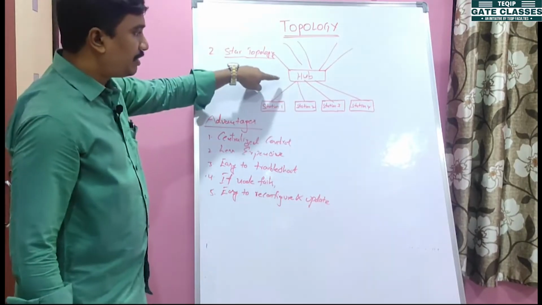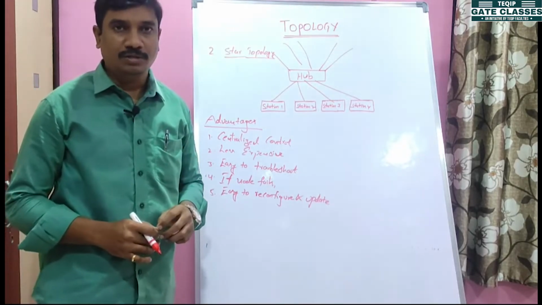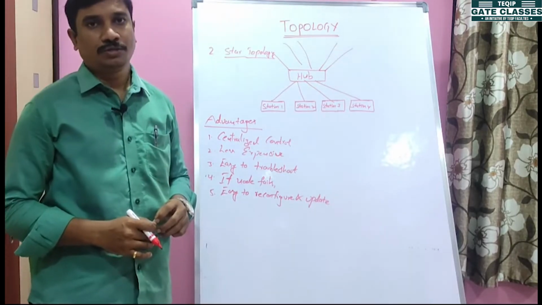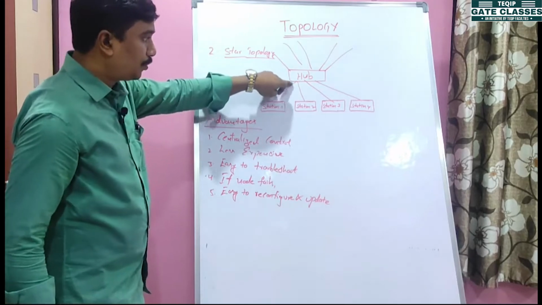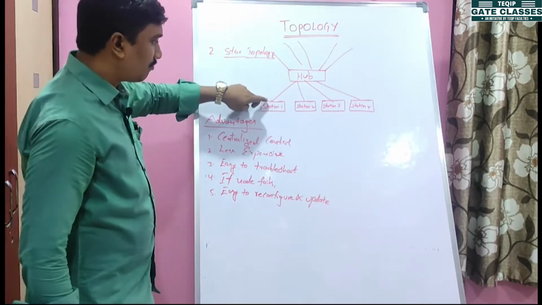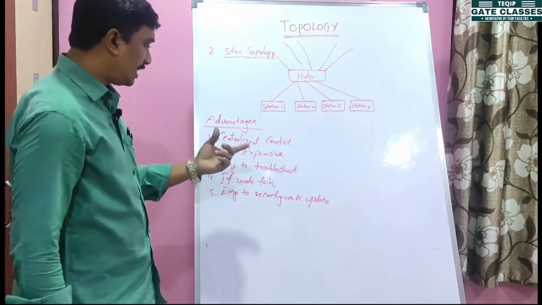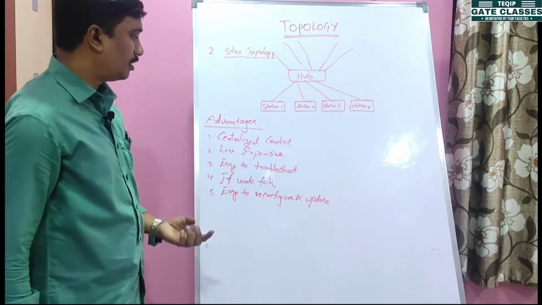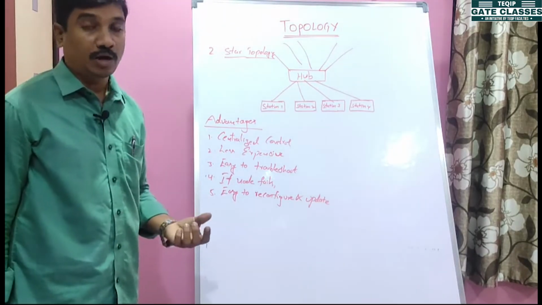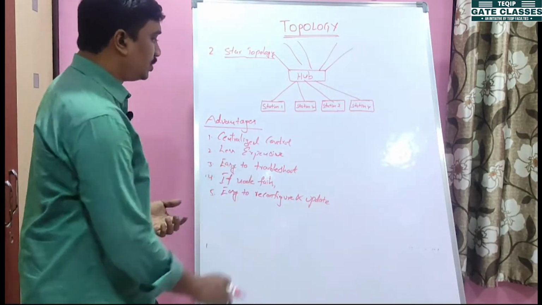In the previous mechanism, like mesh topology, we need more cables and more ports. But here, only one port is required for each station and only one cable from station to hub. With fewer cables and fewer ports, the cost automatically decreases.